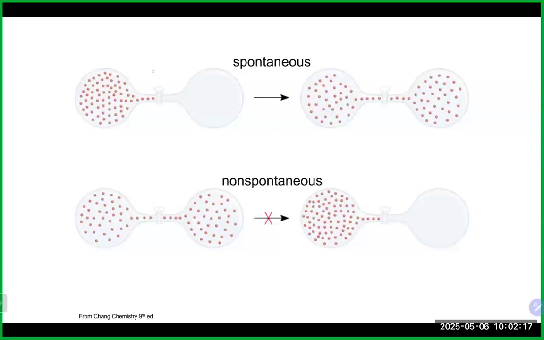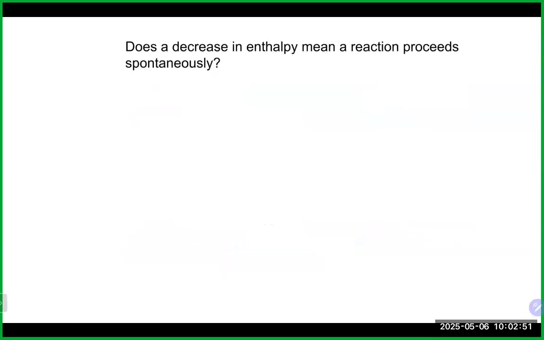If we had gas molecules separated by a valve and we open the valve, spontaneously these gas molecules are going to fill the other side. It's just going to happen. Non-spontaneous would be if we had gas molecules on both sides and we wanted them all to end up on one side. They are not going to just magically head in that direction without some help. Maybe you could heat it or something like that and convince it to go that direction. But without some external help, it's not going to happen by itself that they're all going to go to the left there.